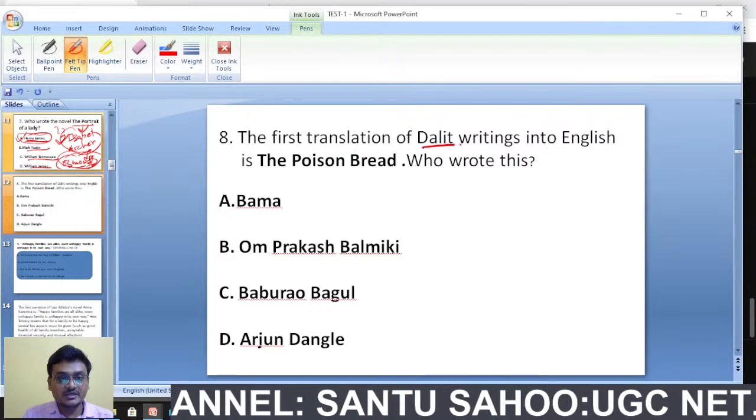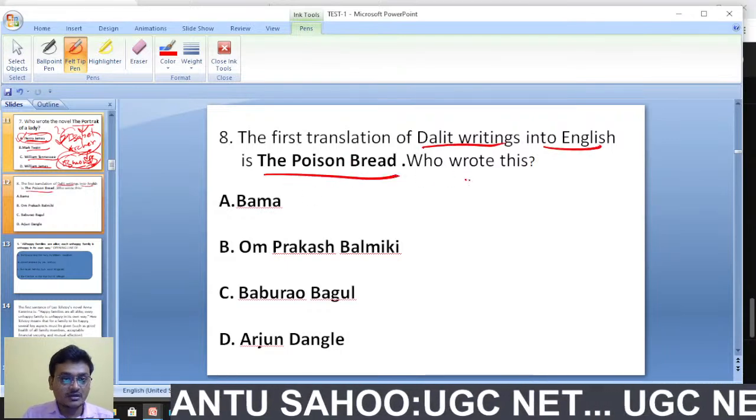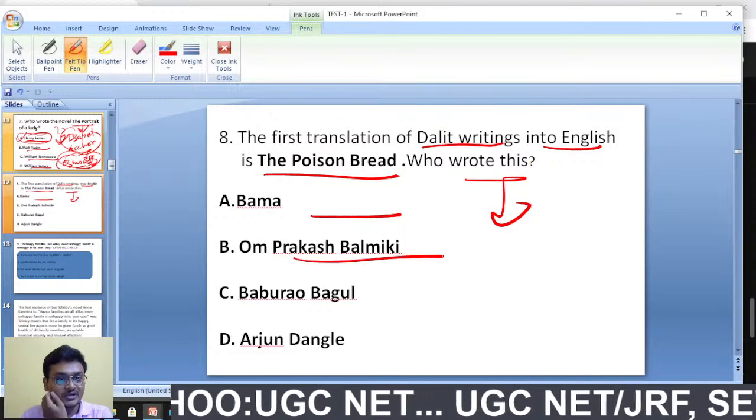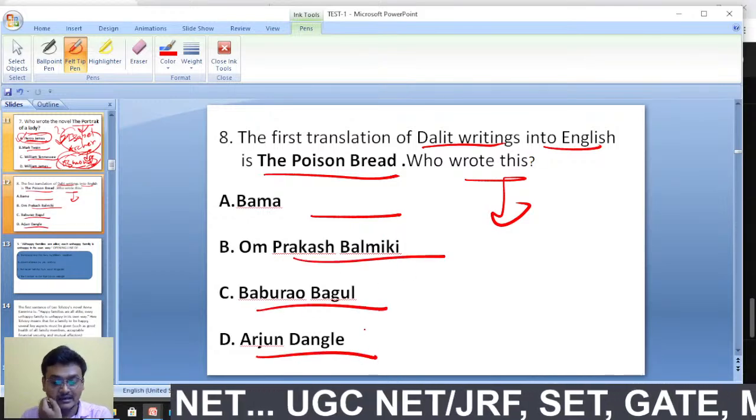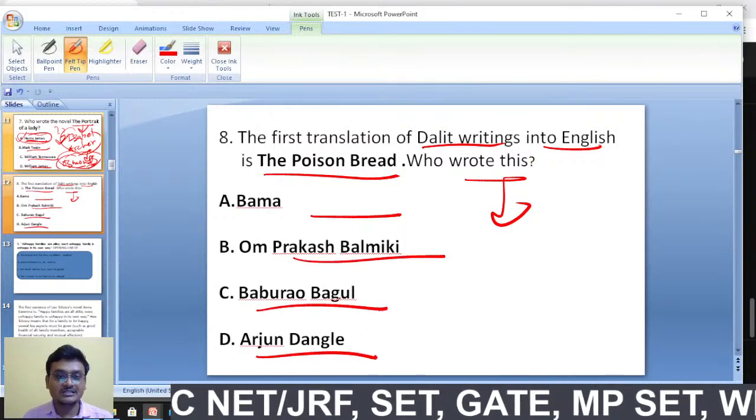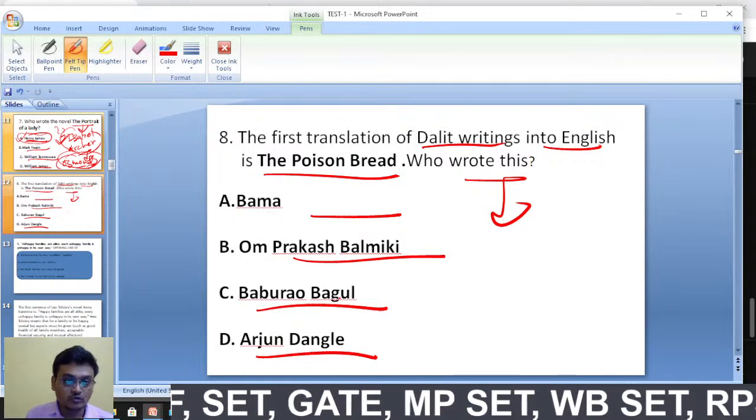The first translation of Dalit writings into English is The Poison Bread. Who wrote this? Bama, Om Prakash Valmiki, Baburao Bagul, Arjun Dangle. Now tell me, the first translation of Dalit writings into English is The Poison Bread. Who wrote this here?